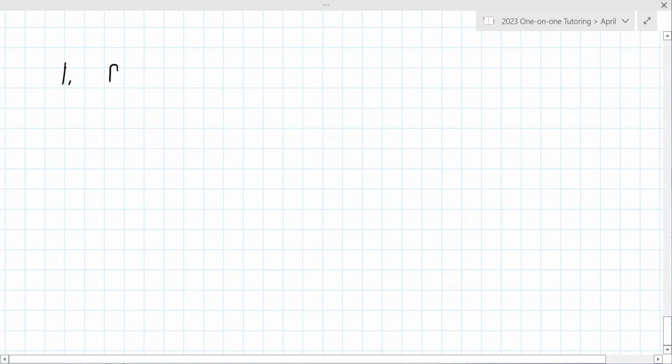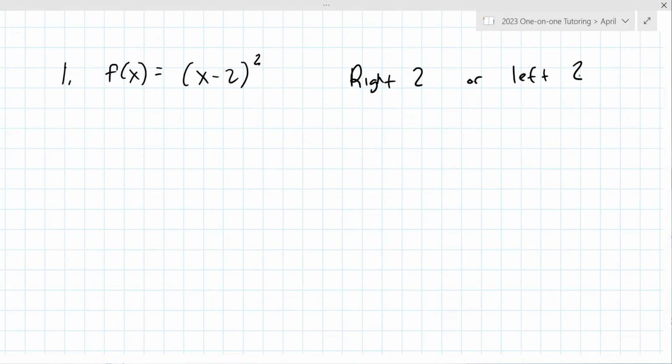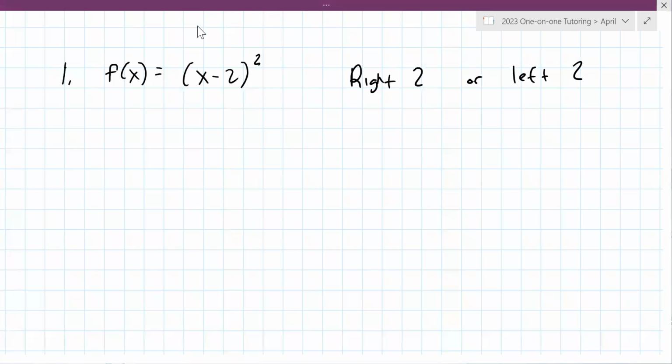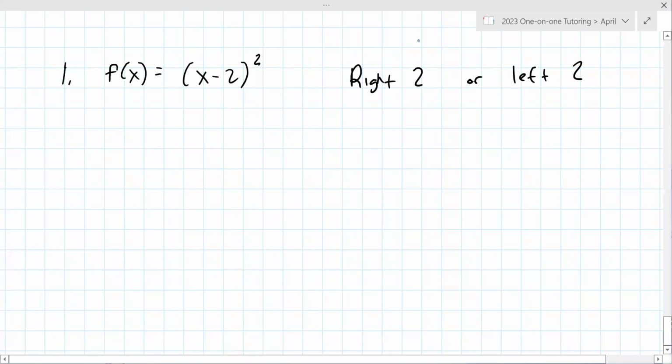So let's look at f of x equals x minus 2 squared. Do you remember if this is right 2 or left 2? We haven't talked about this today. This is me just asking. Yep, I know that. It's going to be right 2. It is right 2. Good.